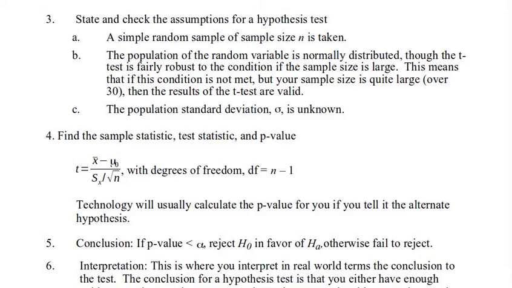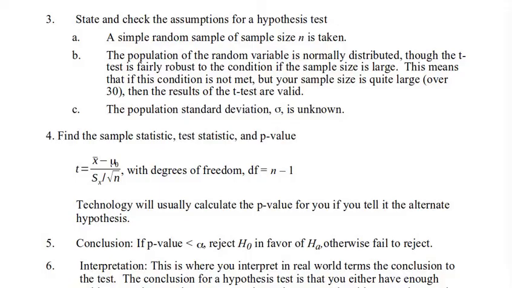Now, this third assumption is simply ensuring that you're using the correct test. If you know the population standard deviation, then use a z-test as we did in 7.1. We're going to use t-tests only when the population standard deviation sigma is unknown. Then we find the sample statistic, test statistic, and p-value.